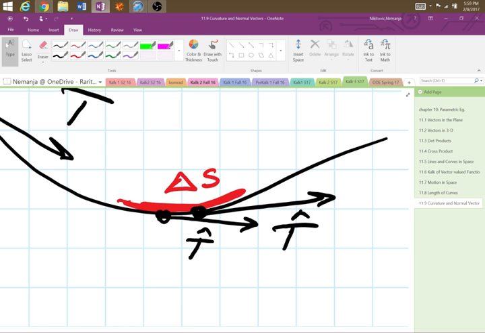Yes? What did you say, delta F1? I'm sorry? What did you say, delta F1? Arc length, small piece, like delta x, right? It's a small piece on the x-axis. Delta s is the small piece along the curve.